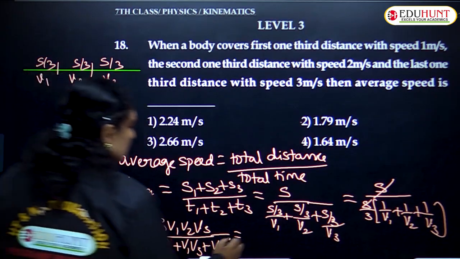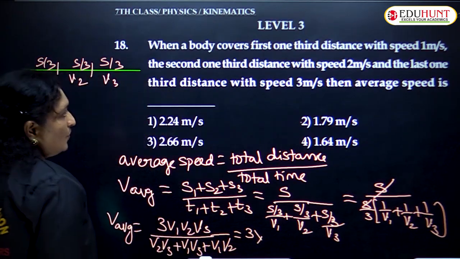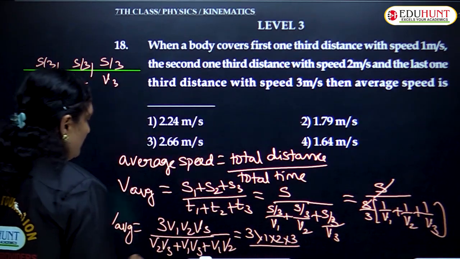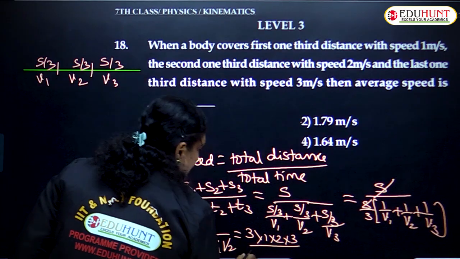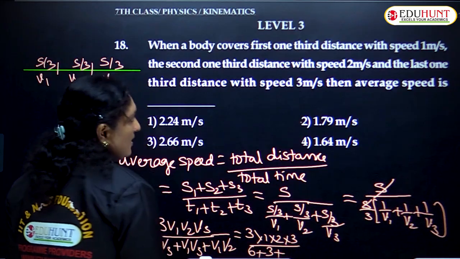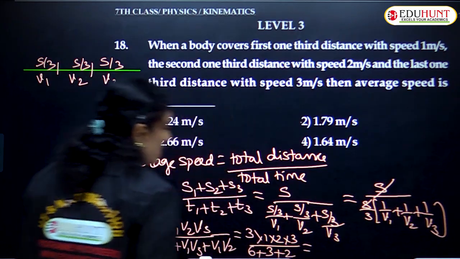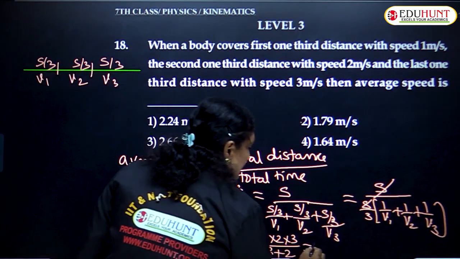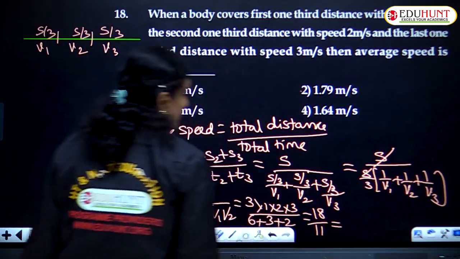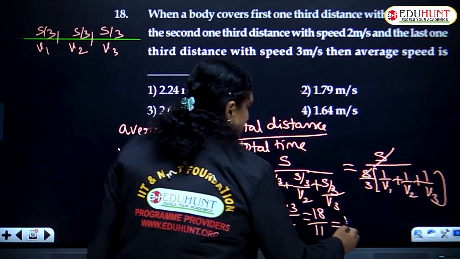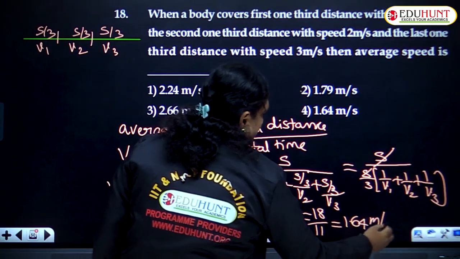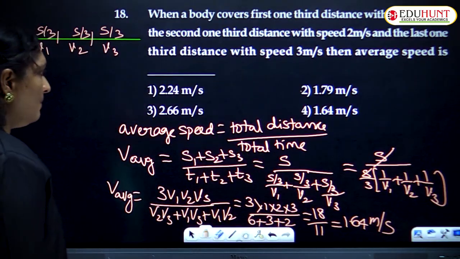So what is your answer? 3 into V1 V2 V3, that is 1 into 2 into 3, upon V2 V3, which means 3 into 2 is 6, plus V1 V3, 3 into 1 is 3, plus V1 V2, 1 into 2 is 2. So further, 3 threes are 9, 9 twos are 18, upon 11. 18 upon 11 will be something around 1.64 meter per second. What is the answer? 1.64 meter per second.